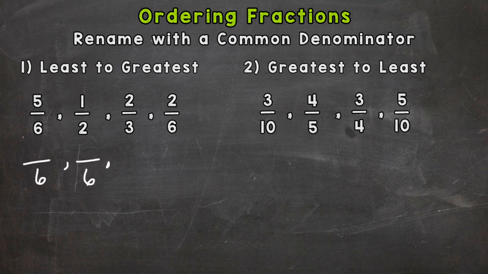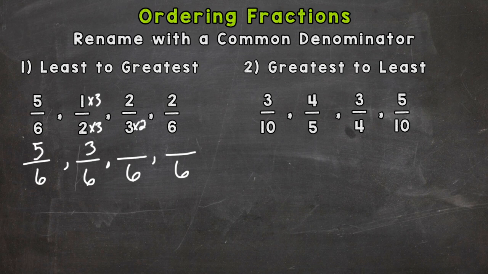And I'm just going to write everything underneath here. So 5/6 is already out of 6. It already has a denominator of 6. So we do not need to do anything to that fraction. Now, 1/2, well, I know 2 times 3 will give me the denominator of 6. So I need to do the same thing to the top in order to rename that fraction. So 1 times 3 is 3.